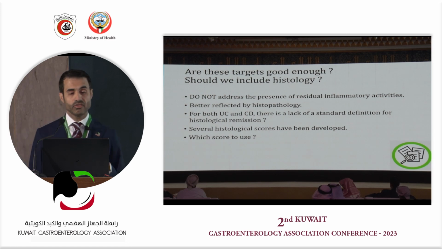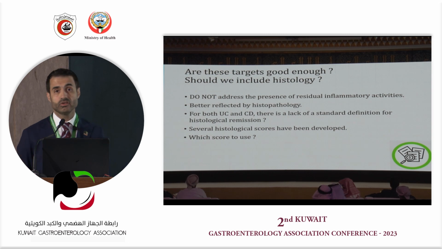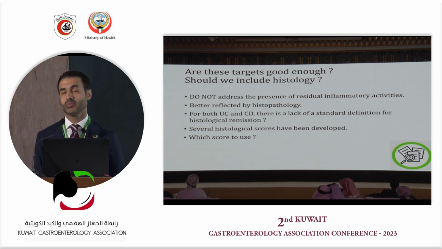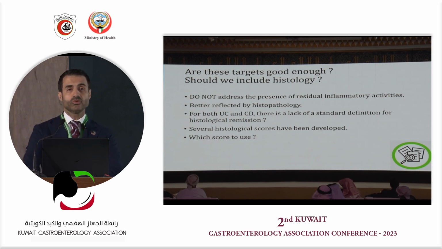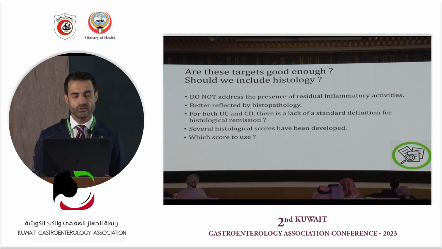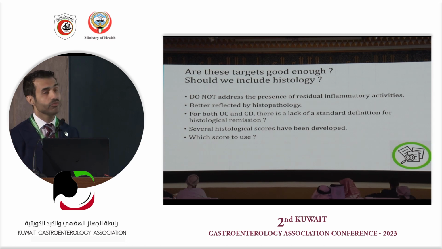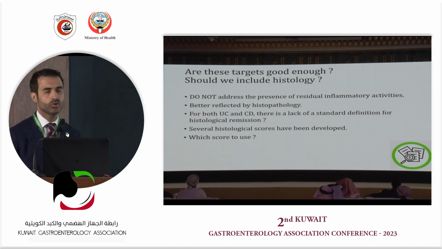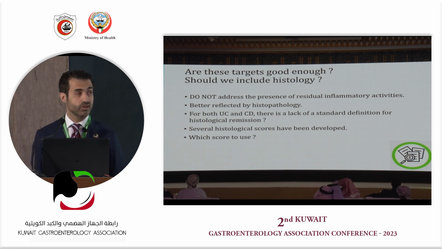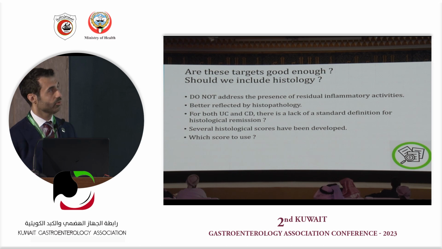The question now is, are these targets good enough, and shouldn't we include histology? The problem with these targets is that they are good. We know that endoscopic remission improves the outcome and delays complications, but there is still residual inflammation, and that residual inflammation we can only see by histology. However, for both Crohn's and UC, we don't have a standard scoring system to score histological remission. There are several histological scores that have been developed, which I'll talk about later, but they are mainly more validated in UC than in Crohn's disease. So which score to use, and what are these scores, before talking about the next target?